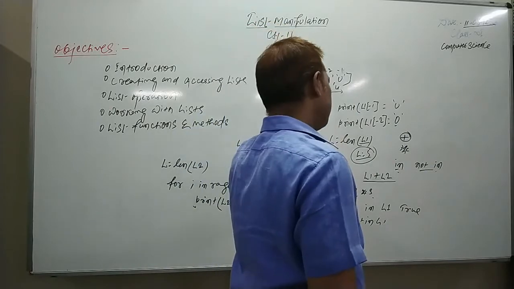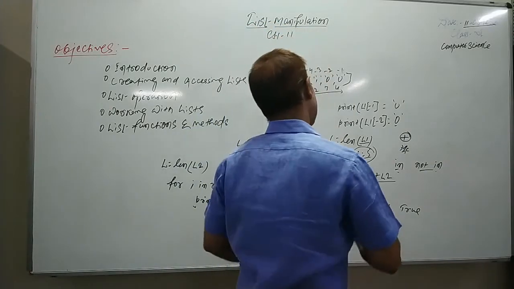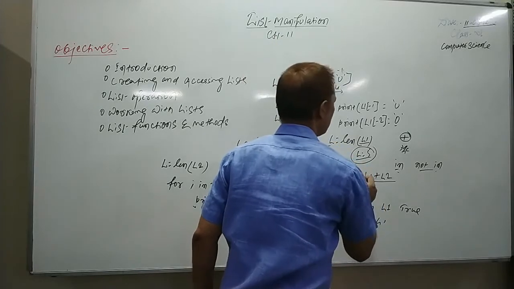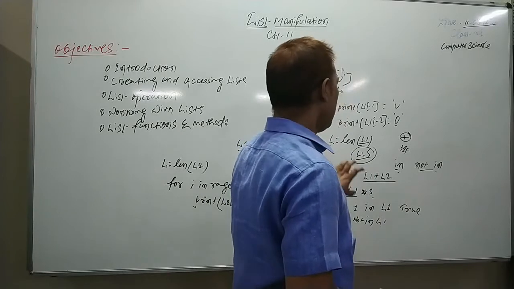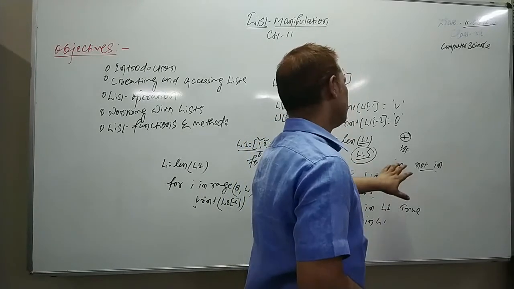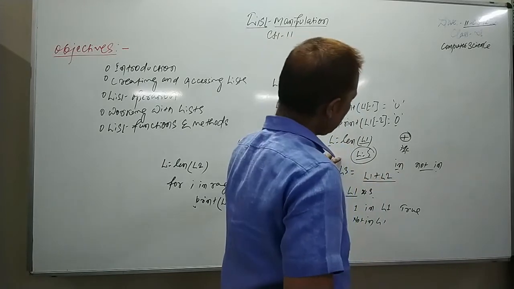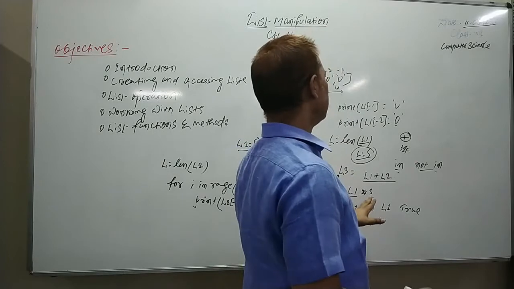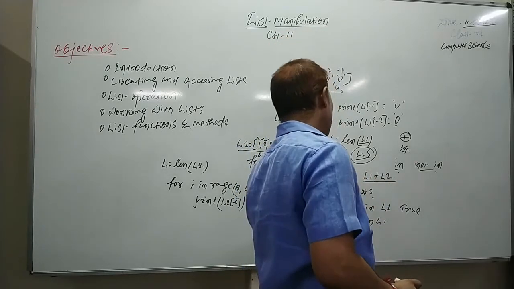Plus is used to concatenate, to add any 2 lists or more than 2 lists. I can also say L3 equals L1 plus L2. Here I am creating a list L3 having all the elements of L1 plus L2. It will first add L2 to L1 and then store it in L3. If you see the output of L3, it will show all the elements of L1 followed by L2. That is what L3 is.